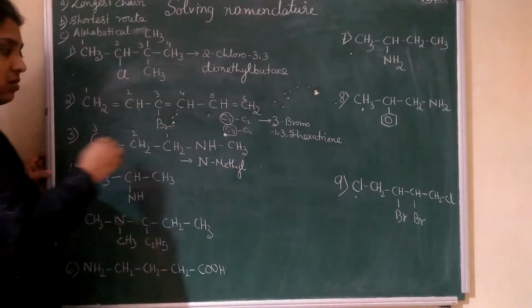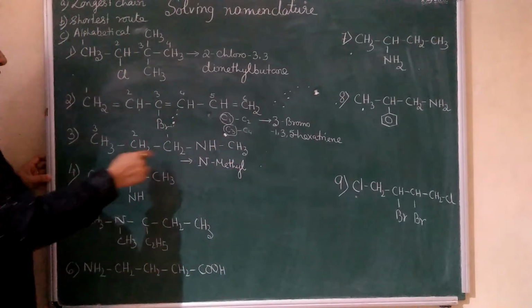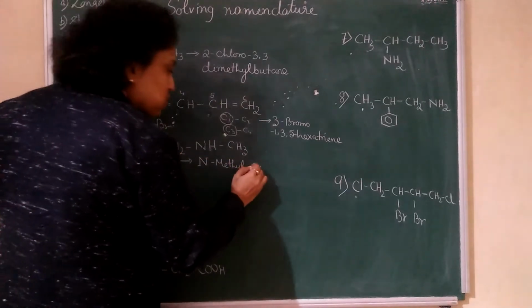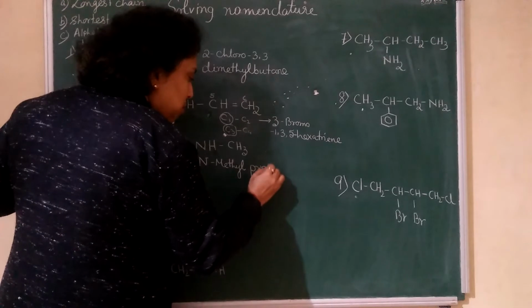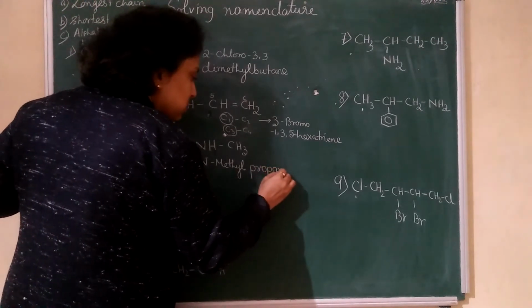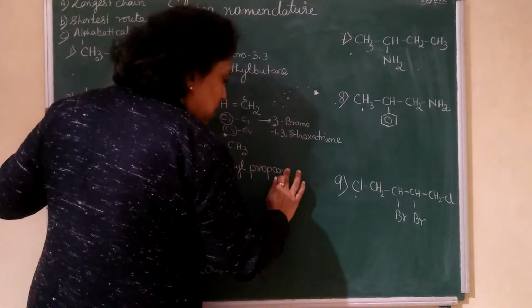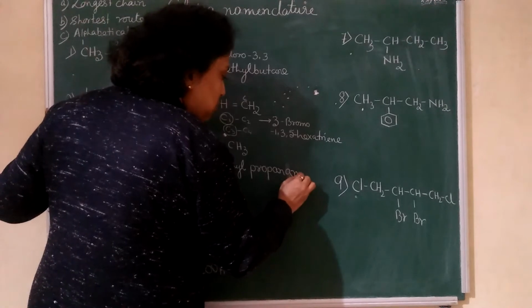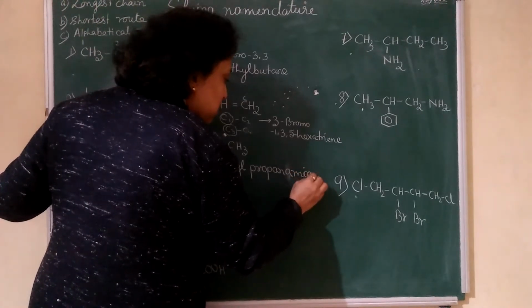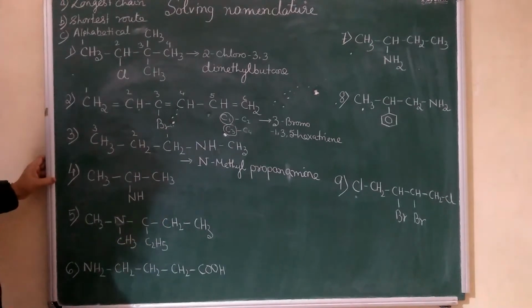N-methyl. Then N-methyl, and it is 3 carbon. So what will be the root? Propane, but E will not be omitted because amine is coming. So A is also a vowel. So E will be omitted and amine will be written. So propanamine. N-methyl propanamine.